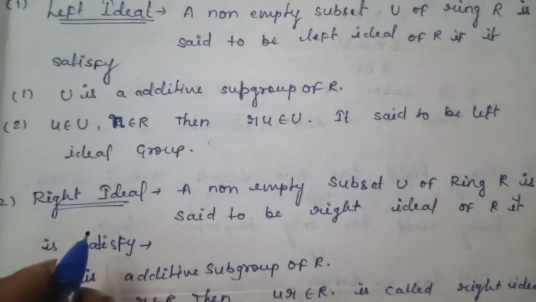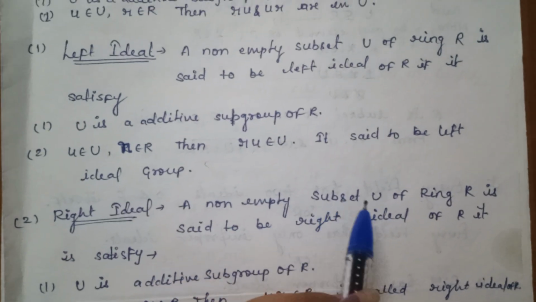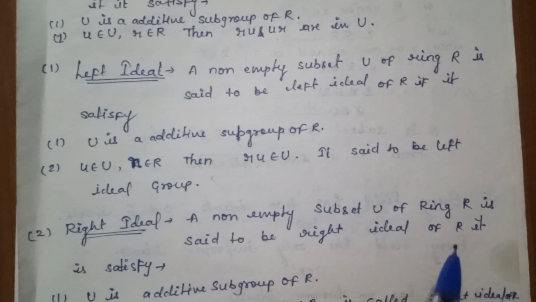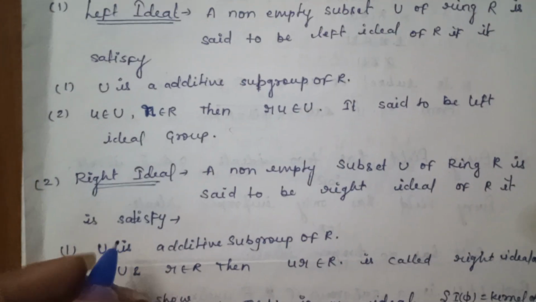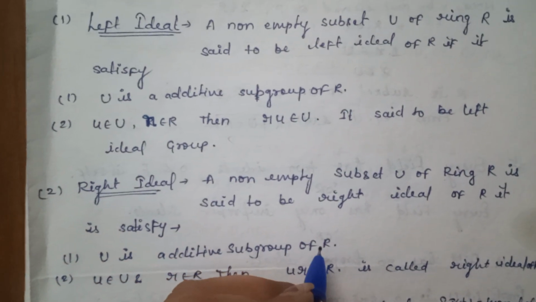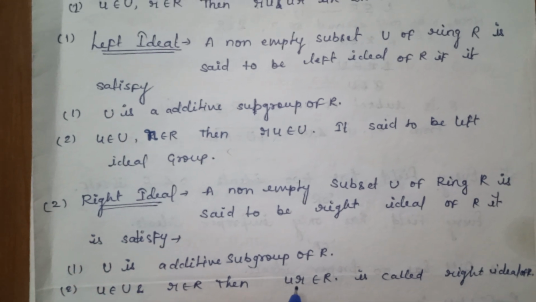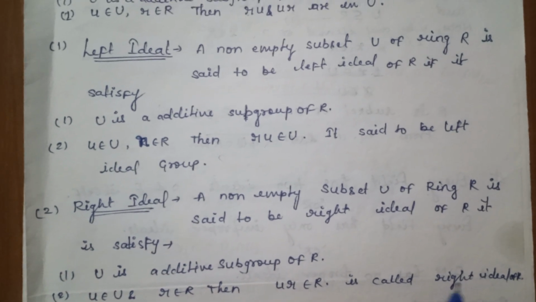Now the definition of right ideal: a non-empty subset U of ring R is said to be a right ideal of R if it satisfies: U is an additive subgroup of R, and if u belongs to U and r belongs to R, then ur belongs to U. This is called a right ideal of R.